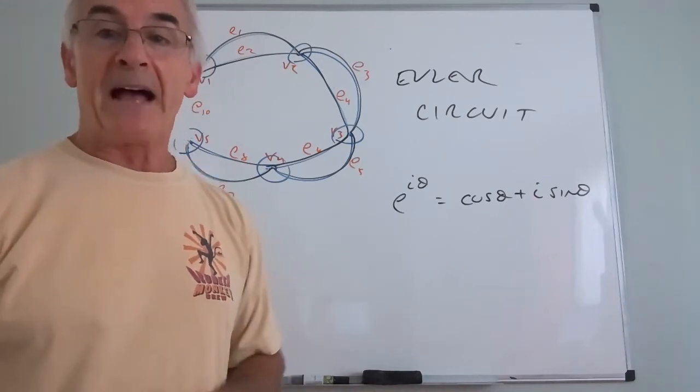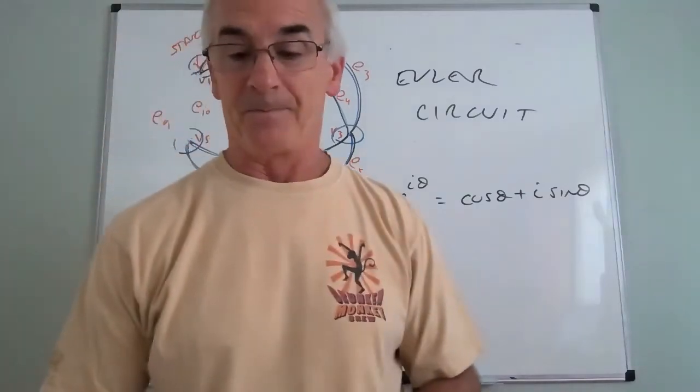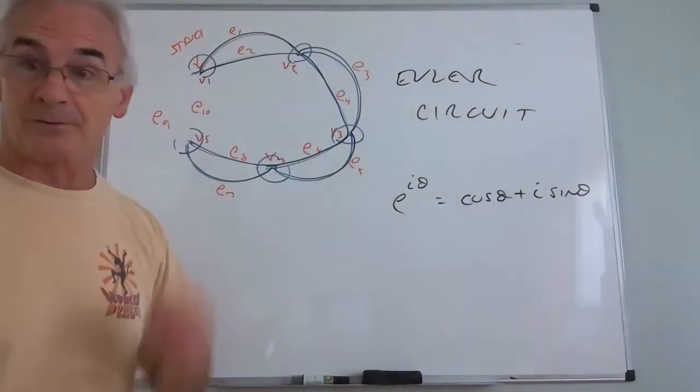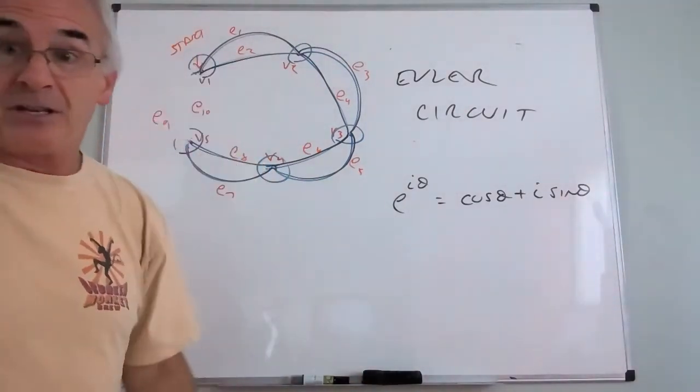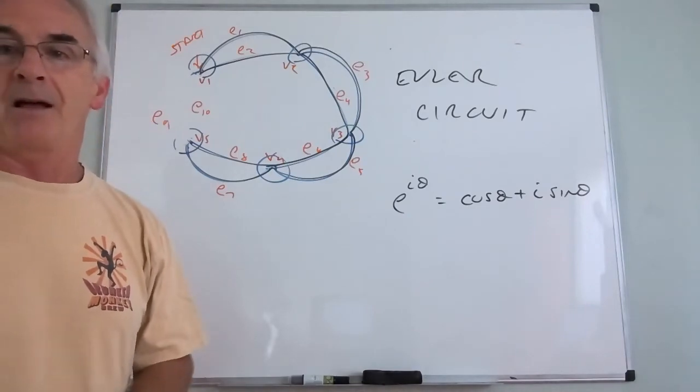You can only have an Euler circuit if every vertex has even degree. And I just did an example where I had an odd degree and it failed, which, by the way, that's all you need to fail. If you have odd degree, you can't have an Euler circuit.